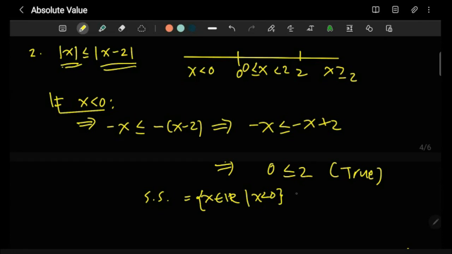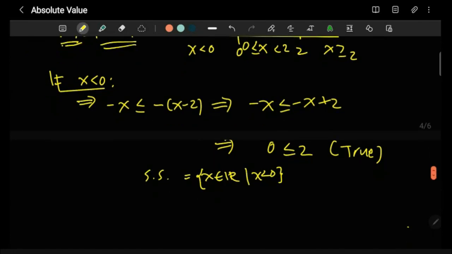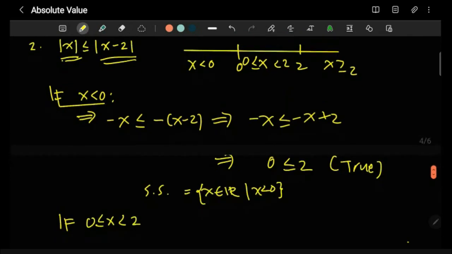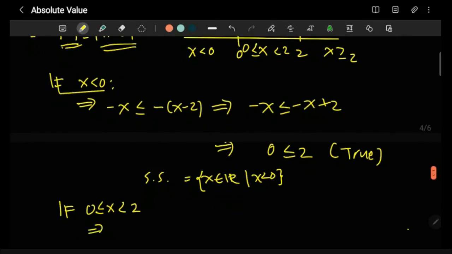Or in our interval, wag na natin interval notation. Okay, next. What if x is between 0 to 2? So what will happen to the absolute value? Now, the absolute value of x for any value between 0 to 2 is positive. So that means if you get the absolute value of x, you'll just have x.